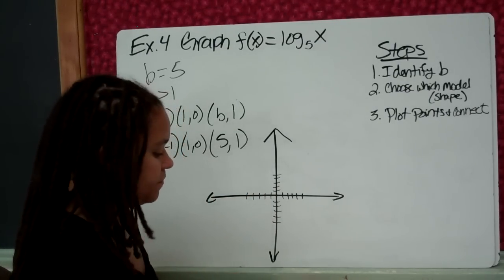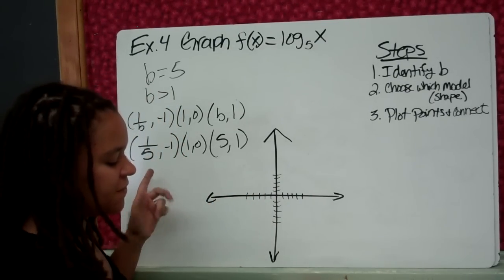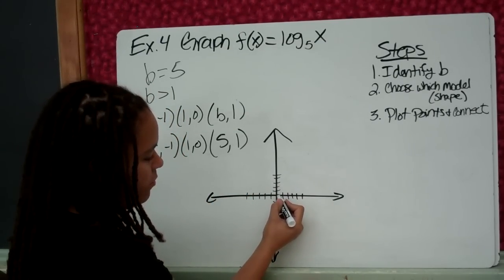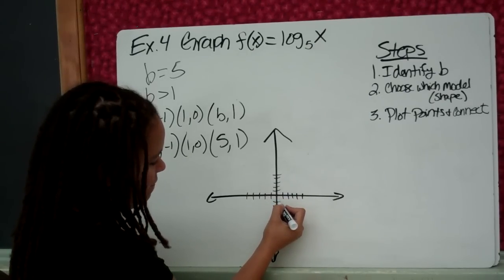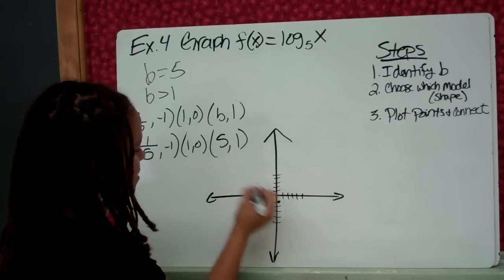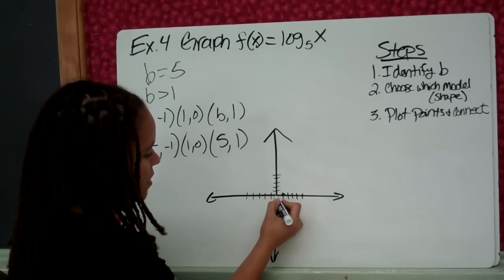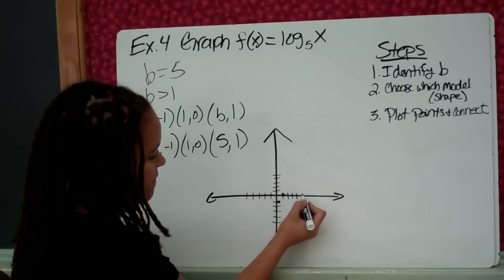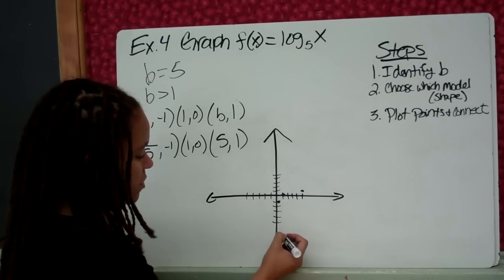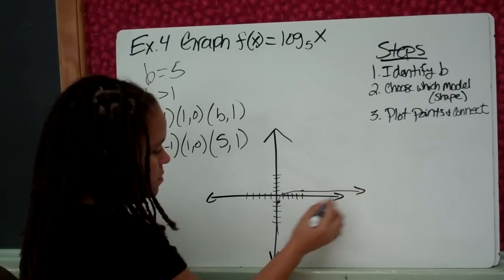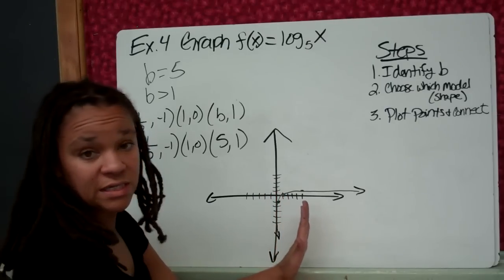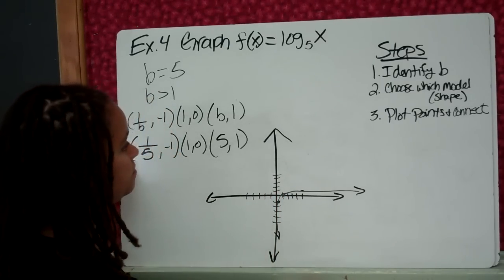Plot them, connect them. So if I have (1/5, -1), you can figure out about 1/5. You know, it's less than a half. So let's go (1/5, -1) right here. And let's go (1, 0). And then (5, 1): 1, 2, 3, 4, 5, 1. I already know what the shape is going to look like. So there's my graph. Make sure it does not cross over the y-axis.